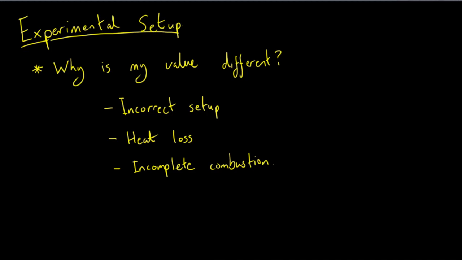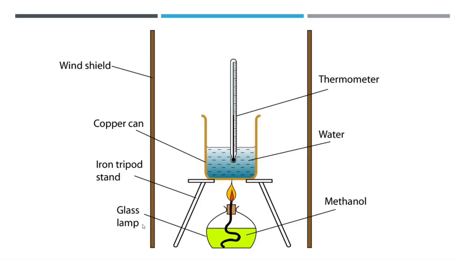Something else that could be incorrect, if we think back to that diagram, could be the fact that maybe there's a large gap in between the bottom of the beaker and the top of the flame. Maybe they've got their beaker set up all the way up here, and all the heat energy is just lost because of that incorrect setup.